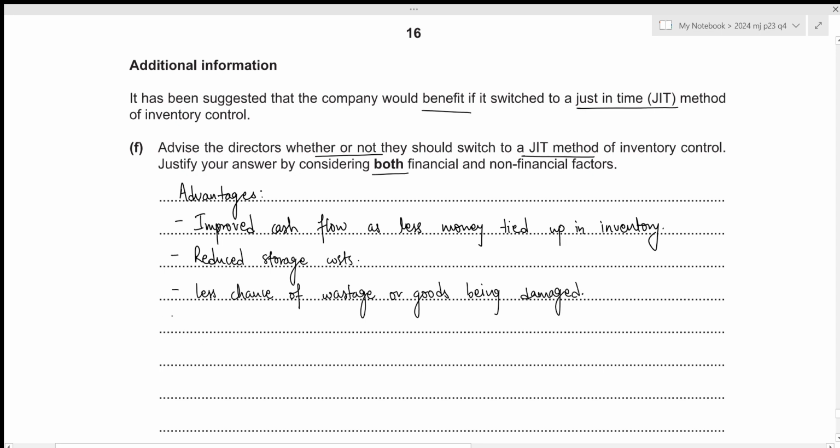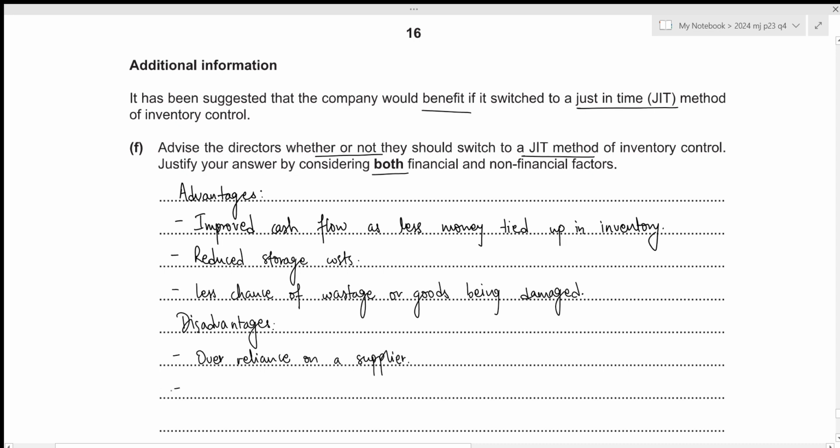So these are the advantages. Now let's move towards the disadvantages. The very first disadvantage of using a JIT method of inventory control is that we will immediately need the supply of inventory at the time of need, which means that we need to rely on the efficiency of the supplier. Let's write it down. Over-reliance on a supplier.